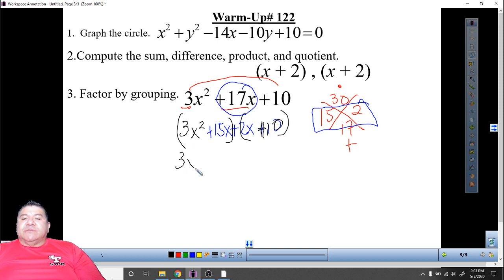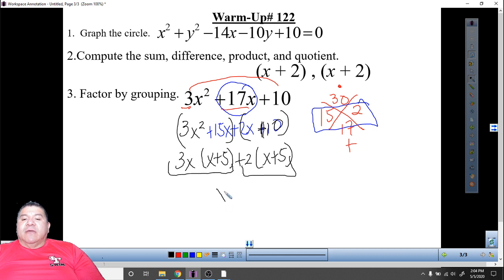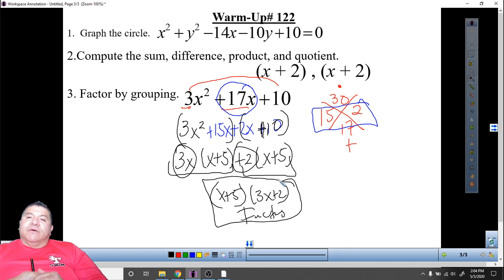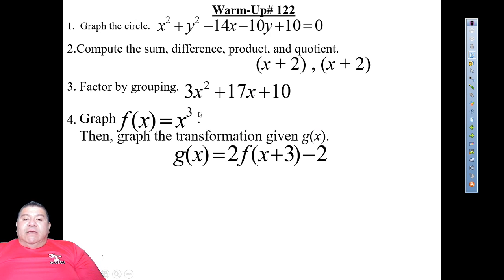All right, now we can group the first two terms, the last two terms. GCF for these two is 3x. We're left with x plus 5. Plus GCF for these two is 2, and we're left with x plus 5. So look at this term and look at this term. What's the same? X plus 5. That is correct. And what's left over? 3x plus 2. And these are factors. Yeah, remember those? Good.